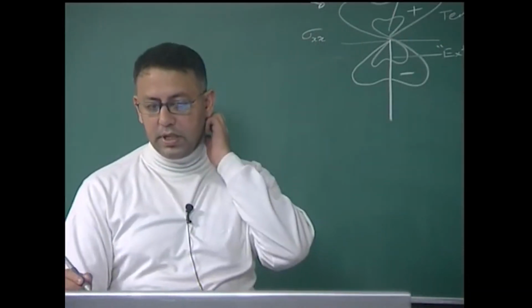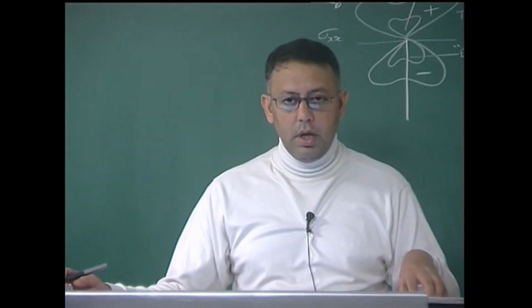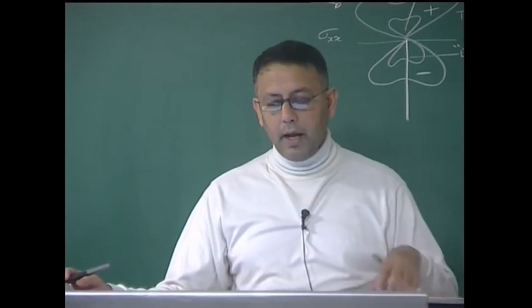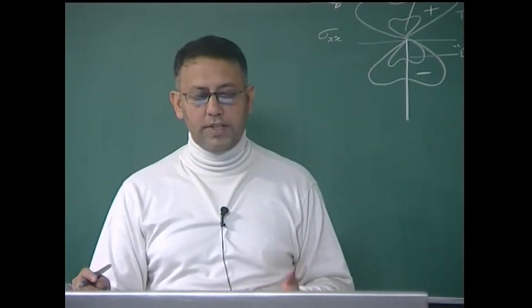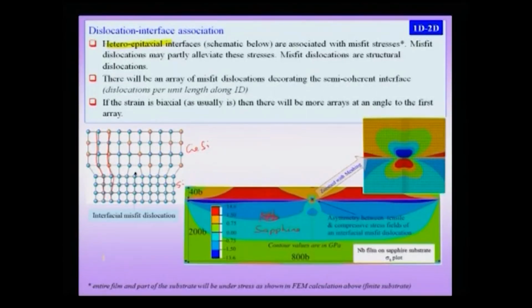There are many mechanisms by which they can form, but this interfacial misfit dislocation is localized to the interface, and the whole system can be thought of as an association of a 1D defect with a 2D defect. Of course, there will be an array of such misfit dislocations decorating the semi-coherent interface. The word semi-coherent implies there are misfit dislocations present. And if I am talking about a film on a substrate, typically there will be a biaxial strain, and therefore there will be more arrays at an angle to the first array of dislocations which you are seeing here.